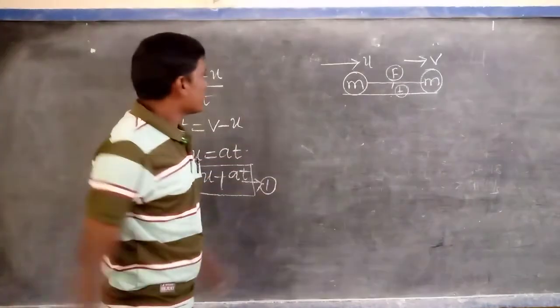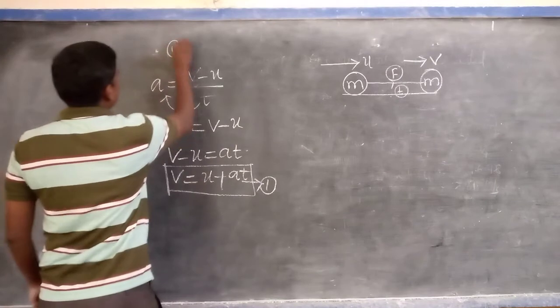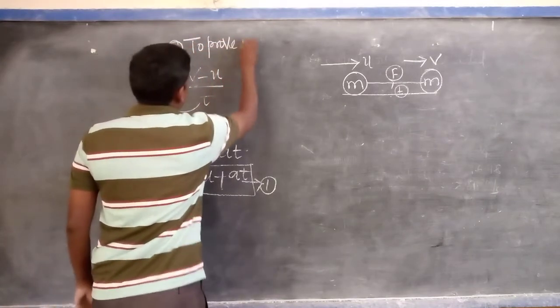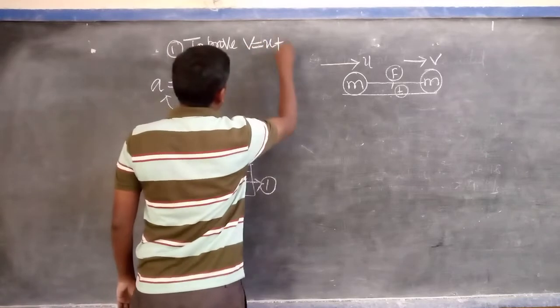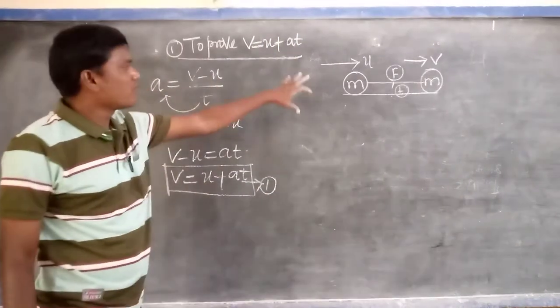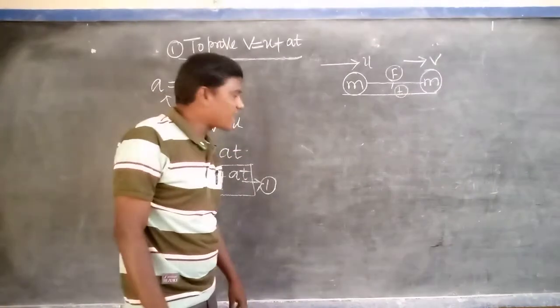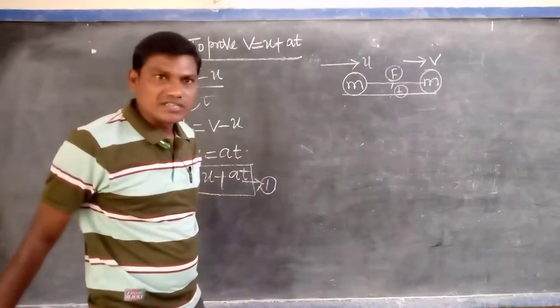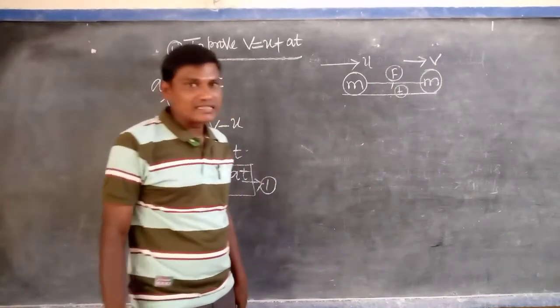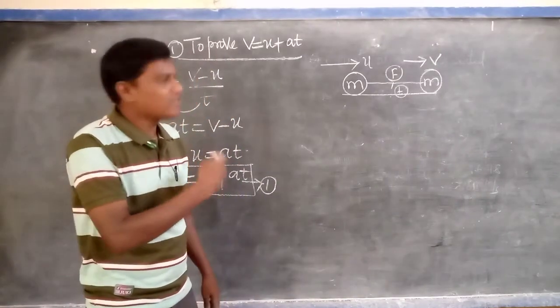So okay, first one, what is our first concept to prove? v equals u plus at. This is our concept. Under this concept, first you draw the diagram. After the diagram, you can write two or three sentences. What I am telling is that you can write them in your running notebook.